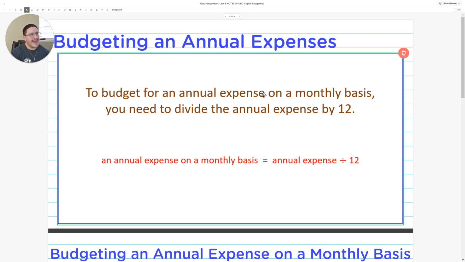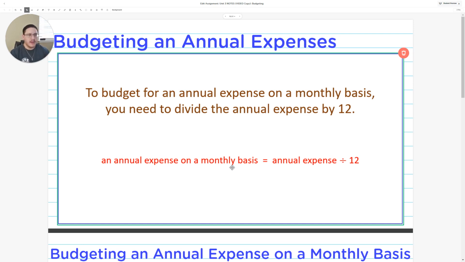To budget for an annual expense on a monthly basis, you need to divide an annual expense by 12. Sometimes you have annual expenses, like maybe an annual membership, or something you have to pay one time per year that you would then have to budget for. So one of the problems we're going to look at is budgeting for an annual expense.